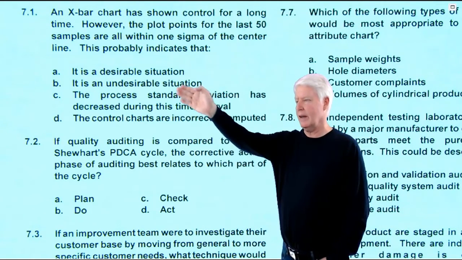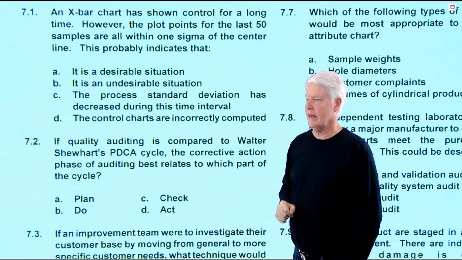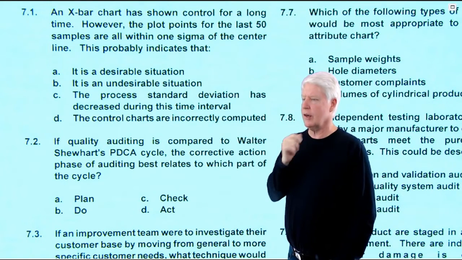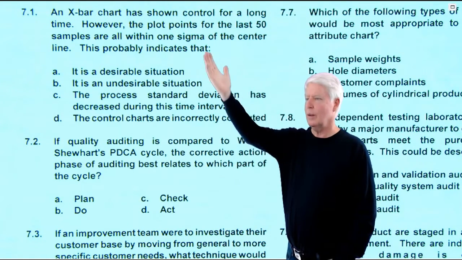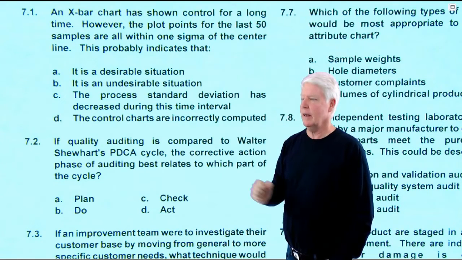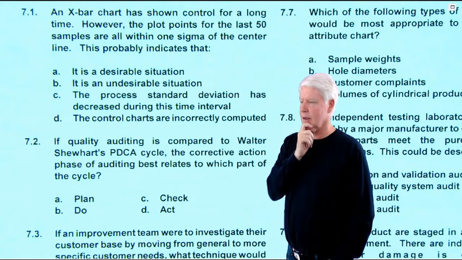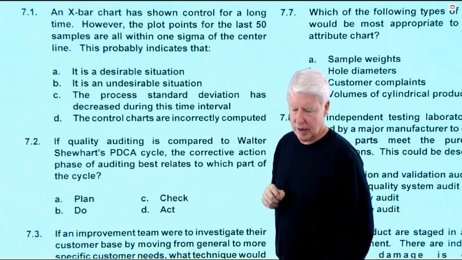But C is better than A. So thus far, C is the correct answer. The control charts are incorrectly computed. We don't have enough information there to make this assumption. So I'm going to say C. Let's see if that's correct.